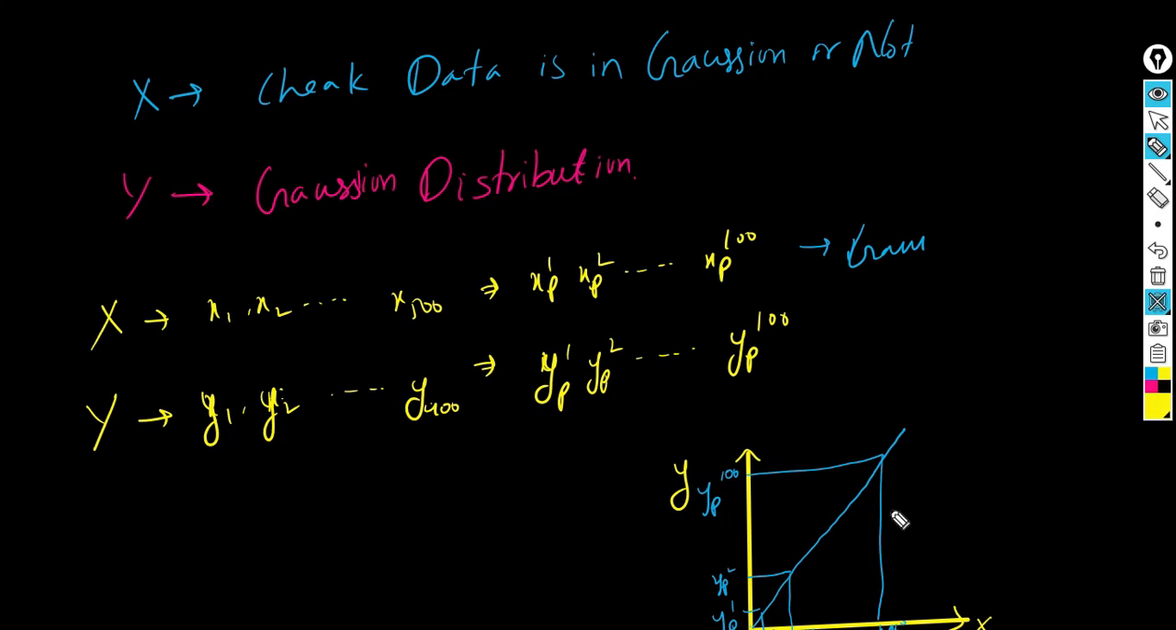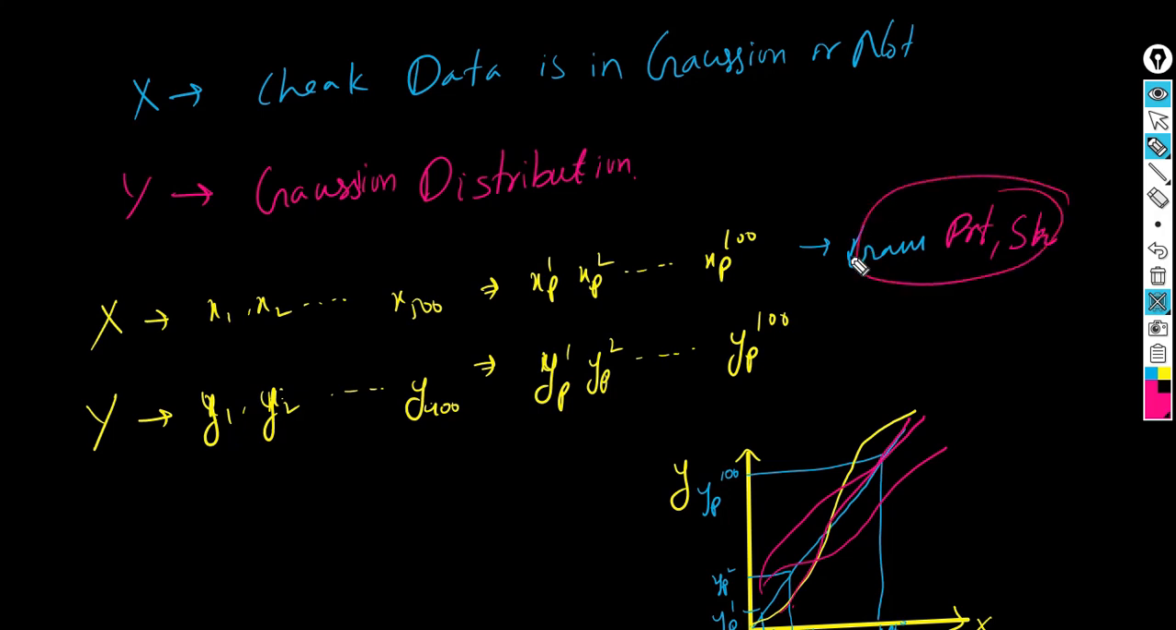What if this is not a straight line? If we get a line like this, then it represents that these two distributions are not the same. Anything like that, or if we have some bending in the data, it means these two are not in the same distribution. Like that, we can check whether a distribution is a Pareto distribution or a skewed distribution. We can find the X distribution this way.